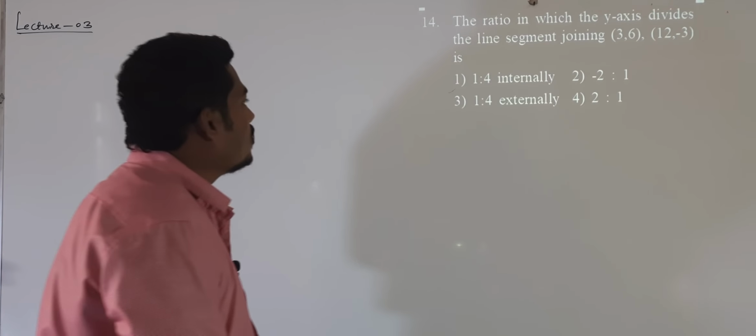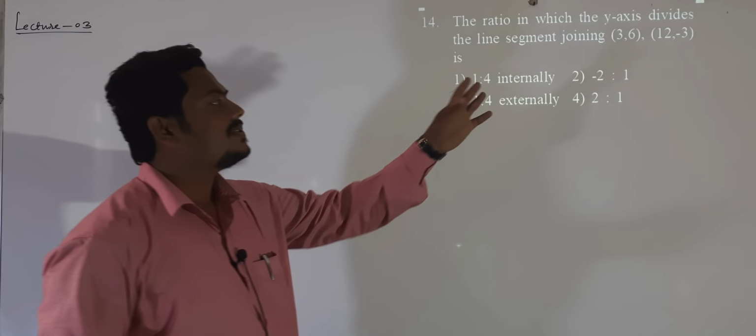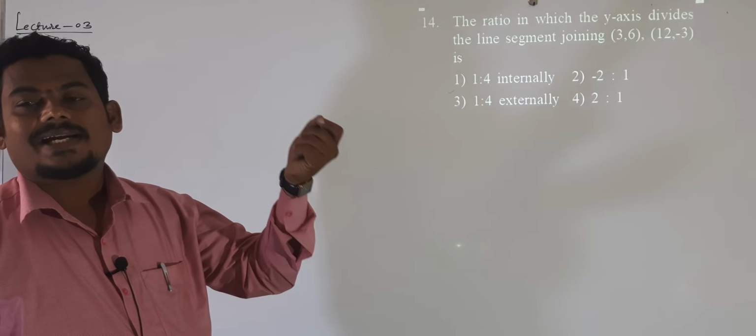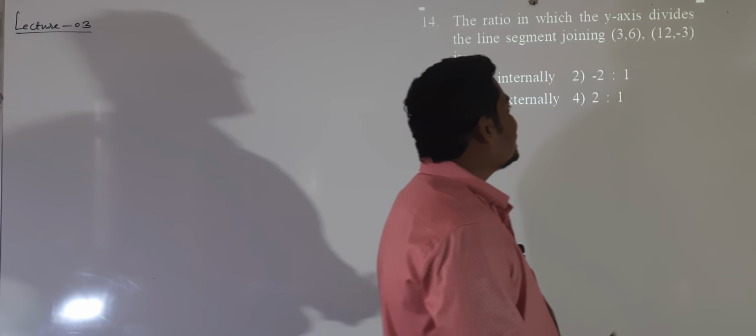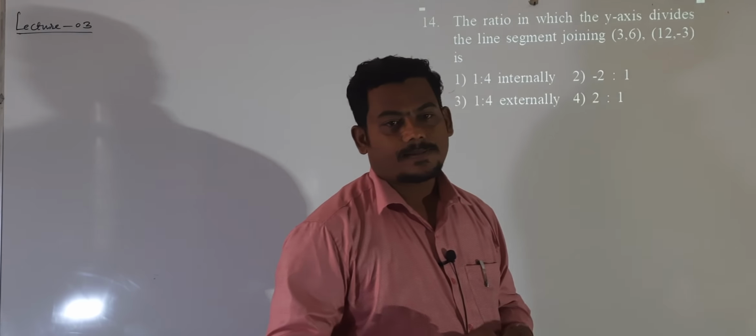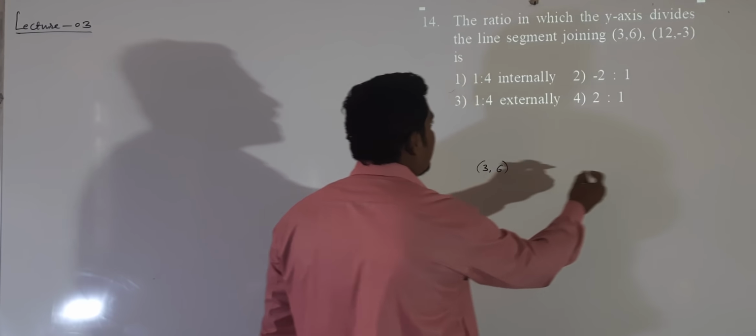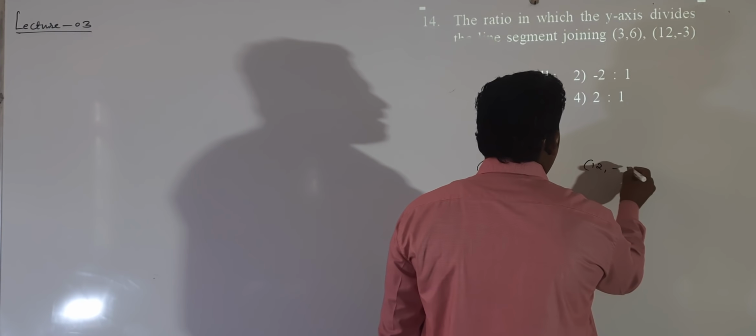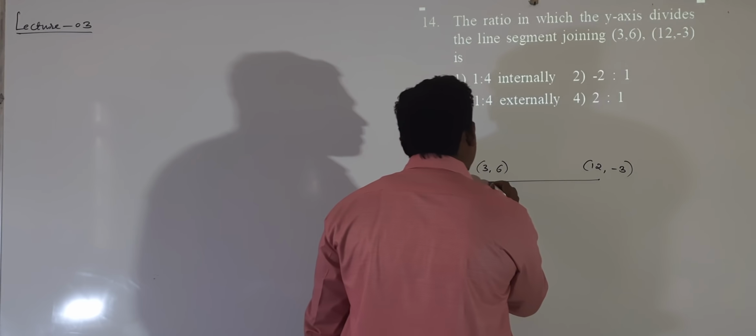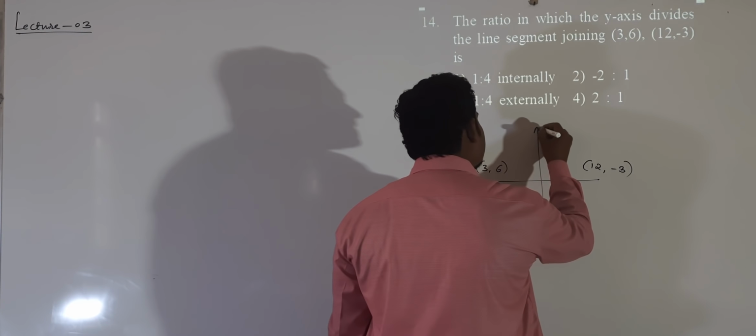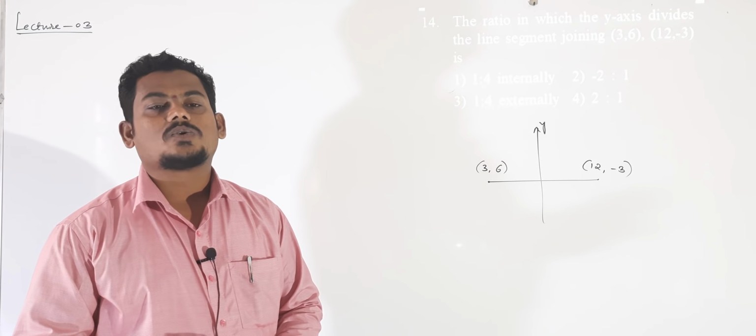Next problem, 14th one, the ratio in which y-axis divides line segment joining 3, 6 and 12, minus 3. In what ratio y-axis divides line joining these 2 points, right? Suppose given 2 points are 3, 6 and one more point is 12, minus 3. In what ratio y-axis divides, this is our y-axis. In what ratio y-axis divides line joining 2 points?